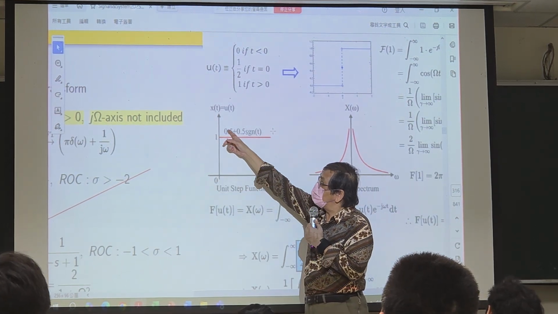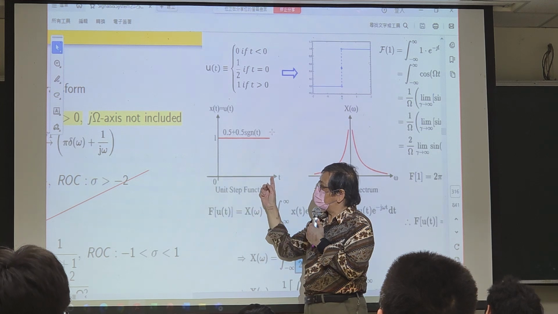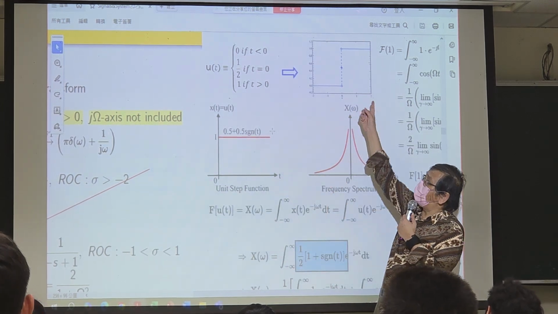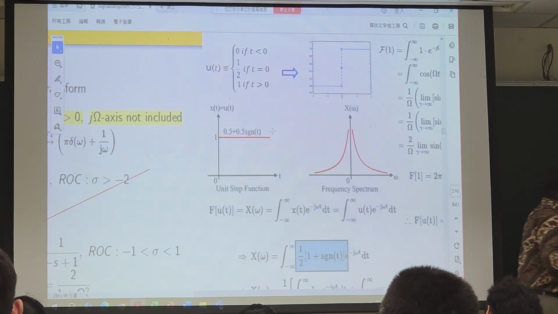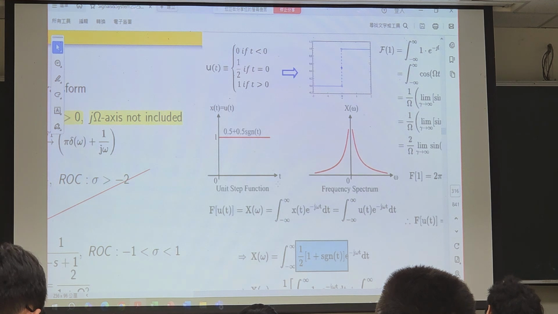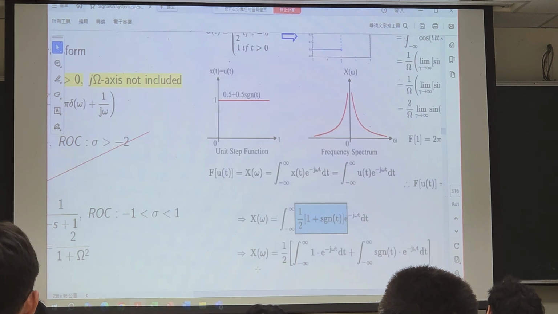Originally, for the unit step function, when t is 0, the function value should be 1. But now we modify that a little bit. Again, mathematics. Okay, but let's change it now. Change it quite a lot.